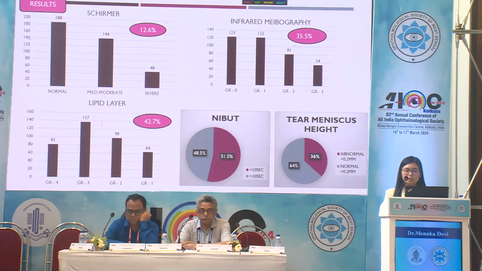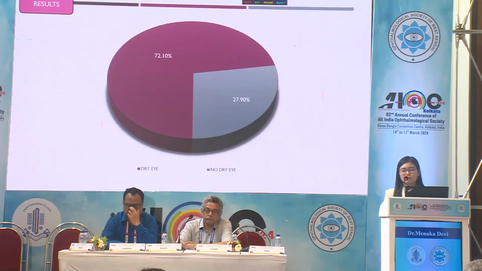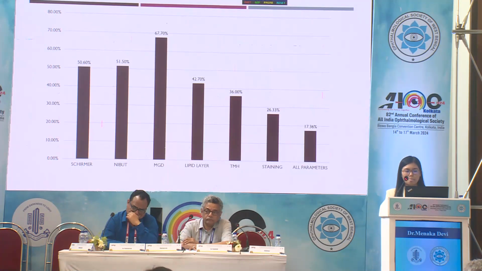So coming to the results of our study, we found that in the Schirmer test, 12% of the patients had severe dry eye, and 35% of the patients had MGD grade 2 and grade 3 abnormality, and lipid layer abnormality was found in 42% of the patients. Out of all the patients presenting with signs and symptoms of ocular surface disorder, we found that 72% of the patients had dry eye. When we plot the abnormalities in a graph, this is how the graph looks.